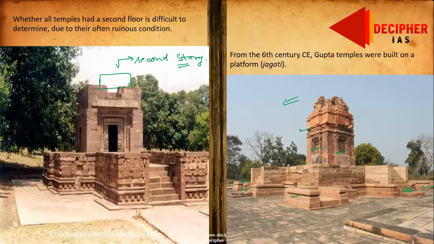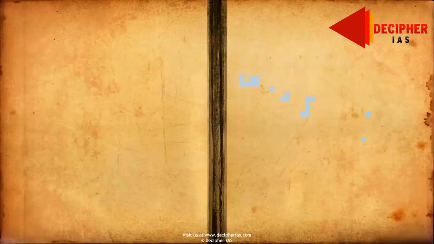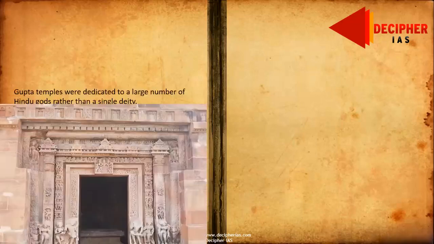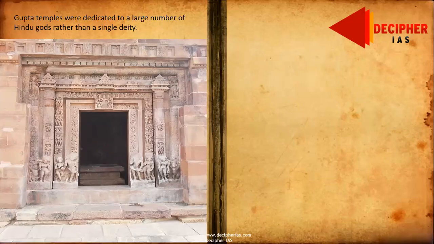The doorway, as we discussed, is the typical Panchayatan style of temple building. It was basically typical of this Gupta era. Gupta temples were dedicated to a large number of Hindu gods rather than a single deity. So accordingly, architectural sculpture represents a wide range of gods. These gods were depicted in scenes from Hindu mythology.